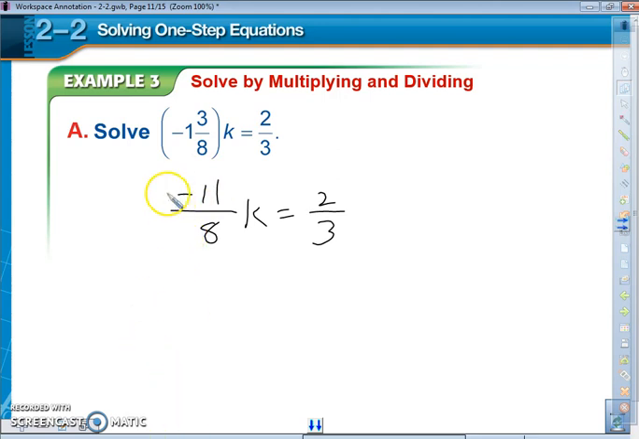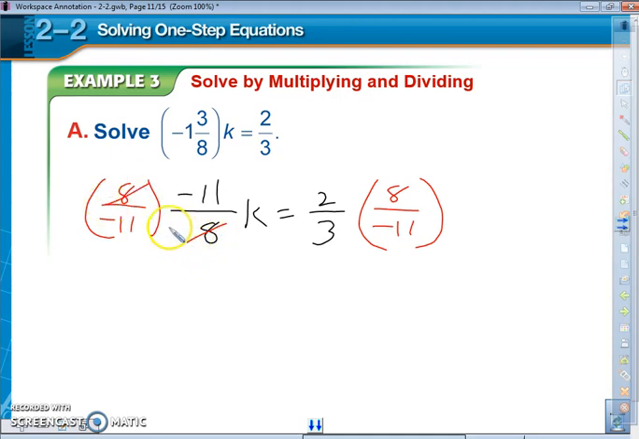Now, the next thing we're going to do is we're going to multiply both sides by this fraction flipped. 8 over negative 11. And yes, you got to bring the sign with it. And if I do it to one side of the equation, I got to do it to the other. 8 over negative 11. All right. 8 and 8 cancel out. By cancel out, I mean it reduces to 1. Negative 11 over negative 11 reduces to 1.